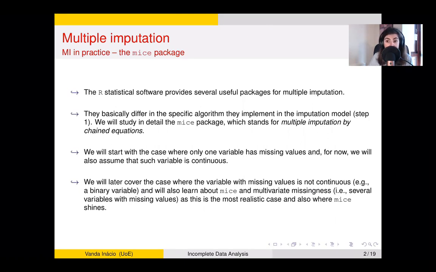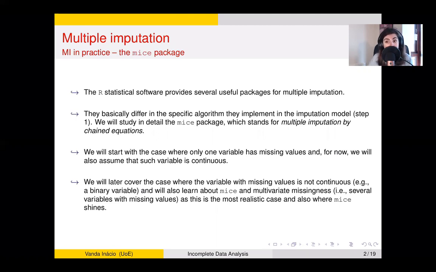To start, we will be assuming that we only have one variable with missing values, so univariate missingness, and for now we will also assume that the variable that has missing values is continuous. Later in this presentation, more precisely, we will be looking at the case where the variable with missing values does not need to be continuous. It can be a binary variable or a categorical one.